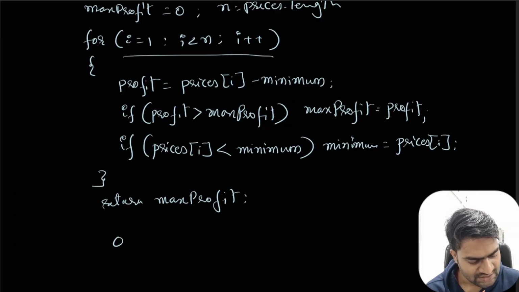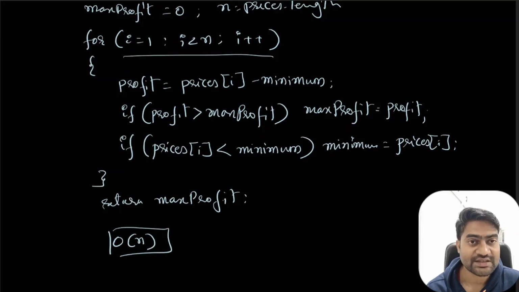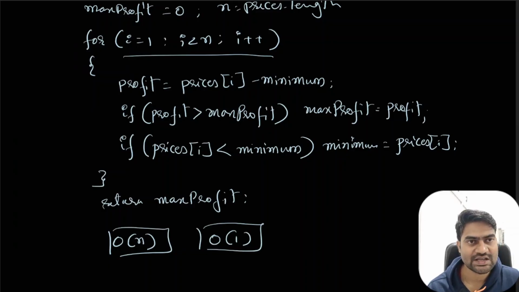So it is of order n. This is the time complexity, and we are not using any space. That's why it is of order 1. So this is the optimal solution. Is it the best? Do we see any improvements on this one? Maybe yes. Let's see what that is.